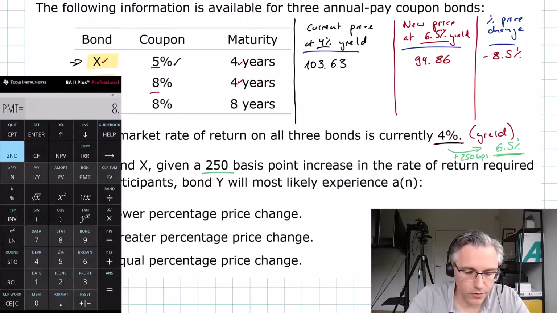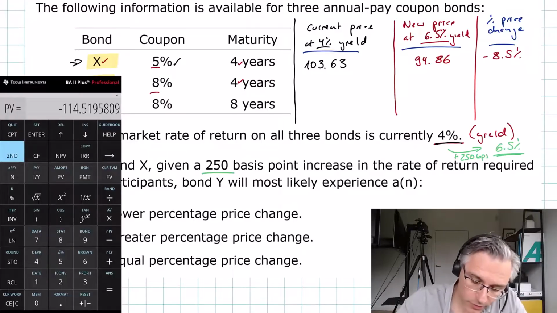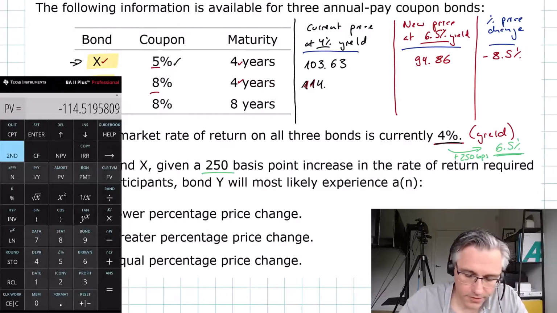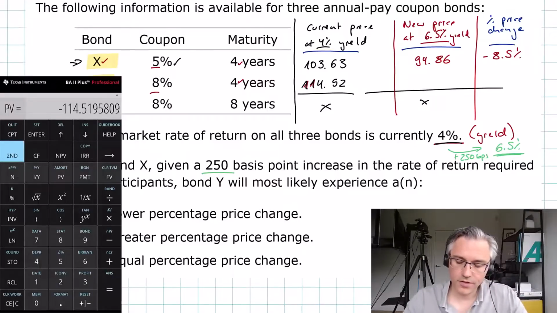8 for the coupon, PMT, 100 for FV. 4 years to maturity, so N is 4. And the initial yield is supposed to be 4 as well, so 4 for I over Y, compute PV. Right, starting price 100. Okay, let's use the color black. 114.52 over here. I'm not going to bother with bond Z, that's irrelevant for this question.